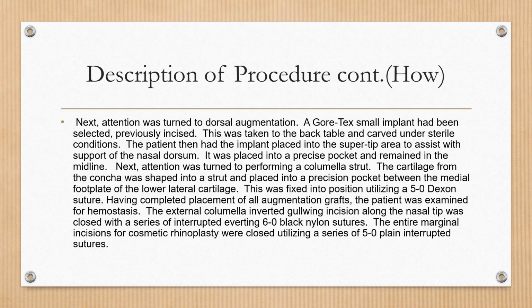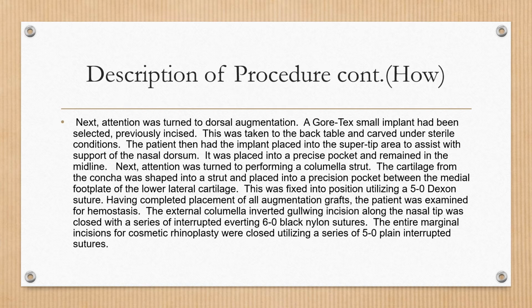And so next, the attention was turned to performing a columellar strut. The cartilage from the concha was shaped into a strut and placed into a precision pocket between the medial footplate of the lower lateral cartilage. This was fixed into position utilizing a 5-0 Dexon suture. Having completed the placement of all augmentation grafts, the patient was examined for hemostasis.